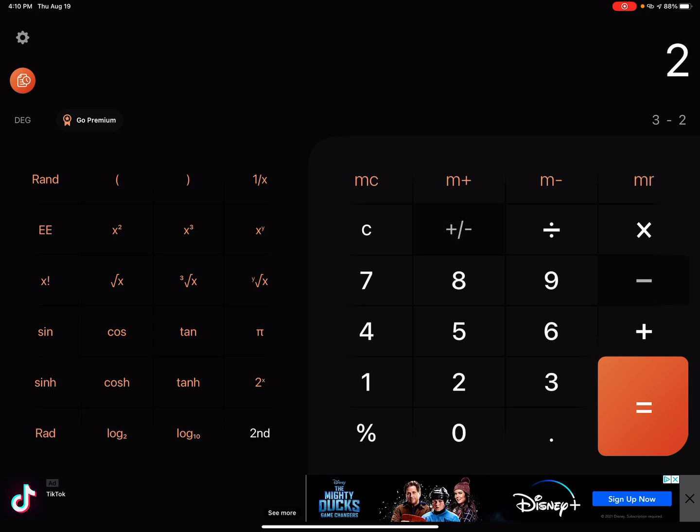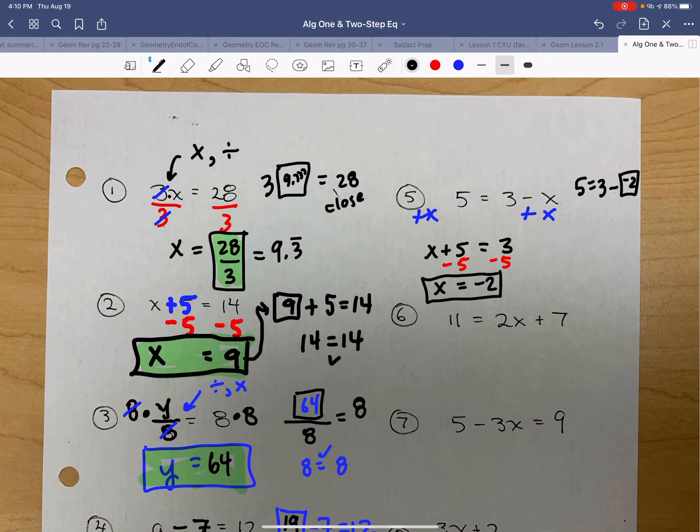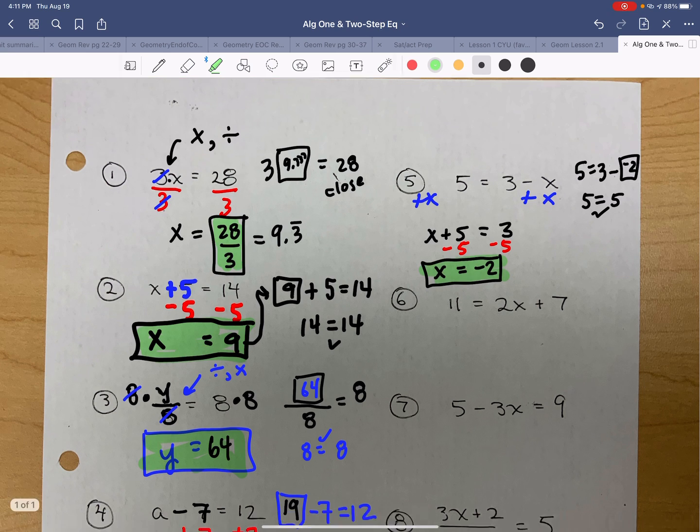Oh, there it is. Plus or minus. There it is. So 3 minus a negative 2, you can see on my display screen, equals 5. So 5 is equal to 3 minus a negative 2. So I've double checked my work, and that's our answer.